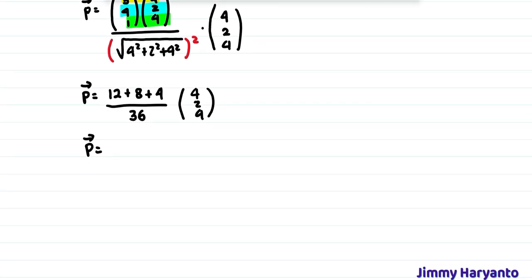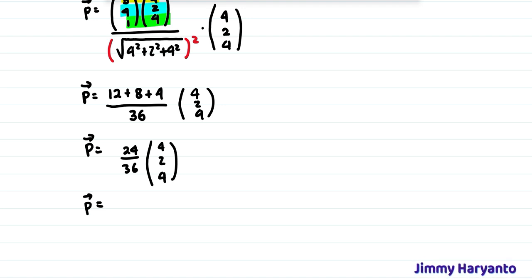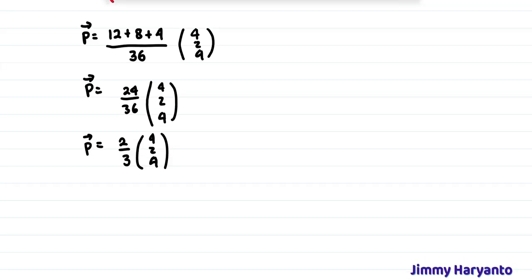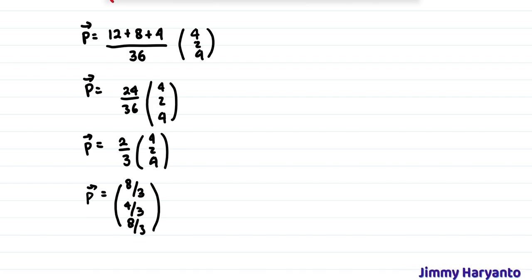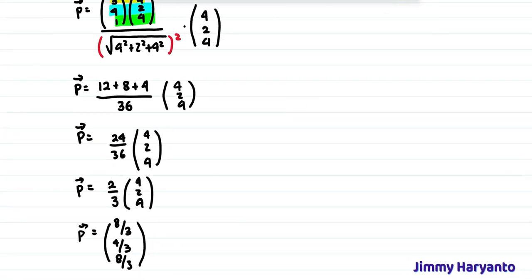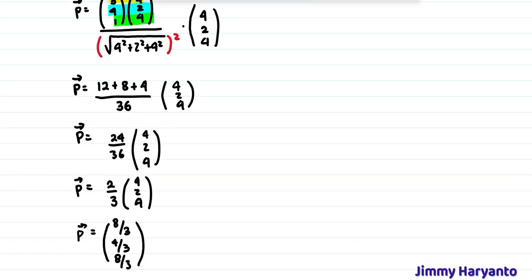Sorry, forget the arrow on P because it represents vectors. 24 over 36 times 4, 2, and 4. Simplify the 24 and 36, divided by 12, 2 over 3 times 4, 2, and 4. You can leave it like this, or if you want to multiply the vectors, you can do it also. This one will be 8 over 3, 4 over 3, and 8 over 3 as the result. So this is the image of vector A when it is projected to vector B.